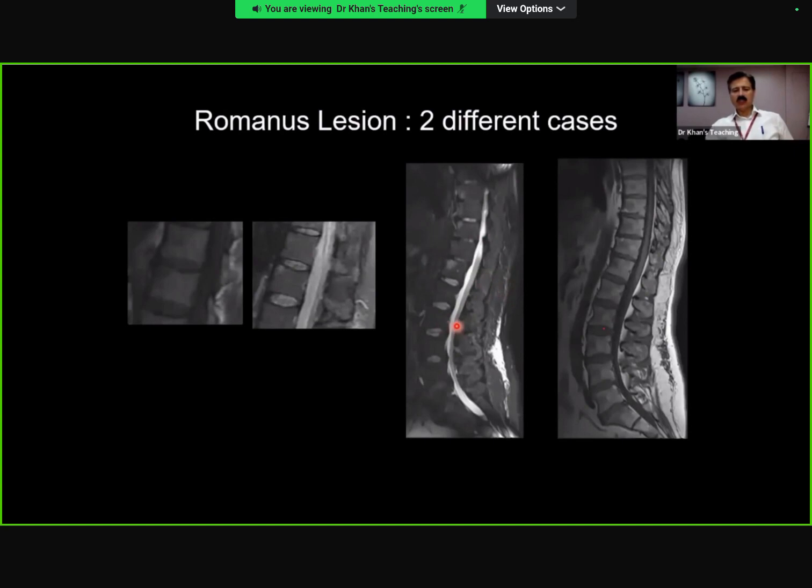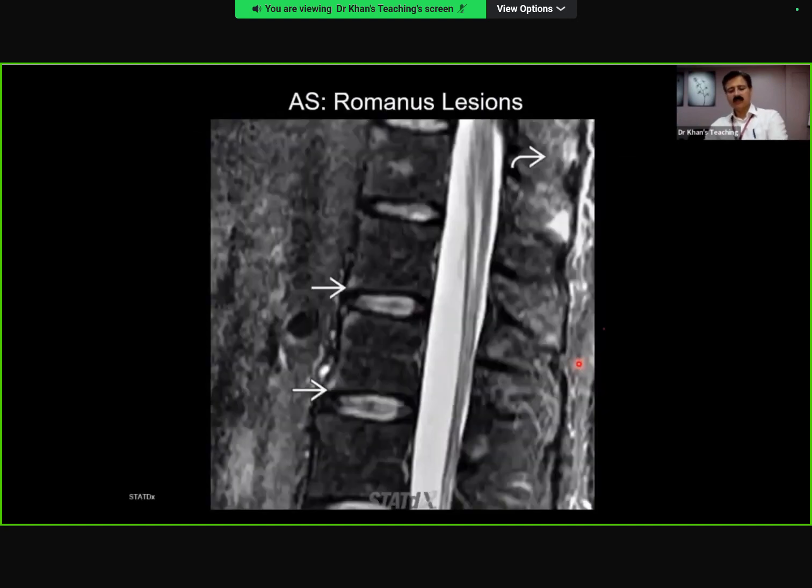Now, initially when there is active inflammation, it will be high on STIR. Later on, on a T1 weighted sequence, it might produce fatty marrow, which will be high on T1, and then on the STIR sequence the signal intensity can decrease. So in this particular case, there are some acute over chronic type of findings here.